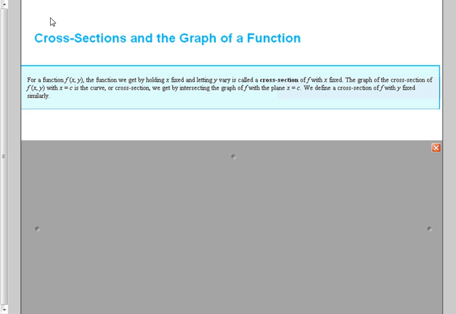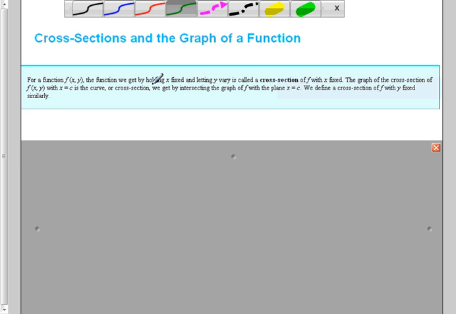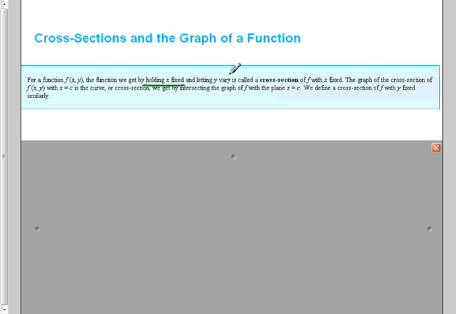Okay, so now the idea of cross sections. Cross sections are a very helpful way for us to understand what's going on with a graph, without the use of computer software, and even with the use of computer software. The idea of a cross section is we hold x fixed and think about how y varies. That's a cross section of f with x fixed. And then we do the same thing with y. We're also going to fix our y value and look at how f changes with x.